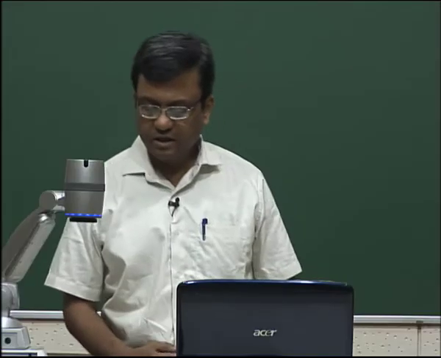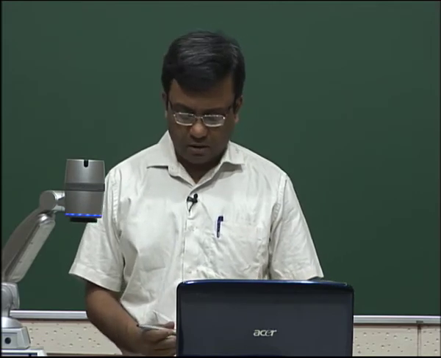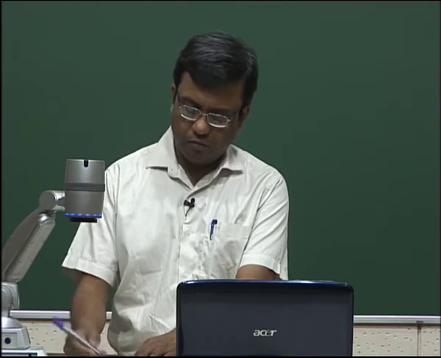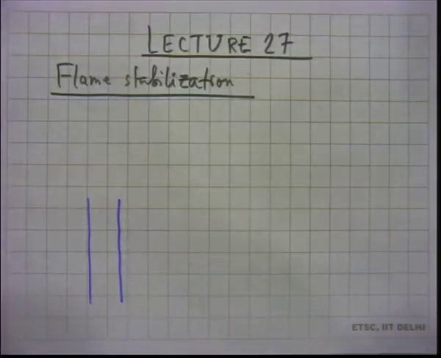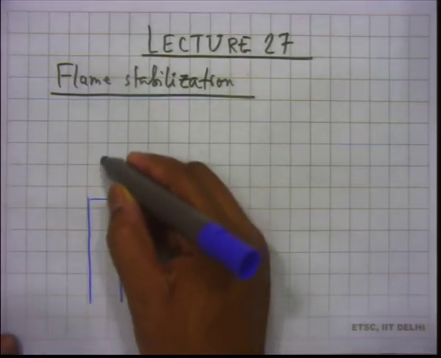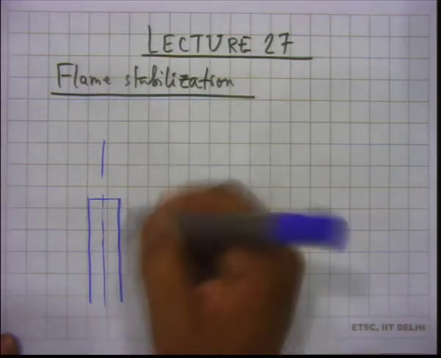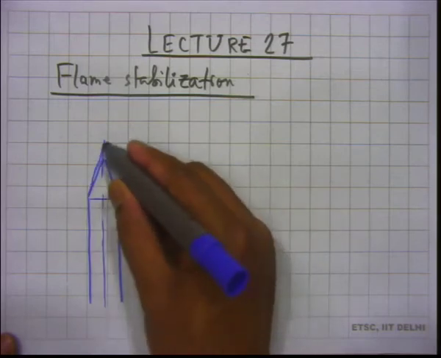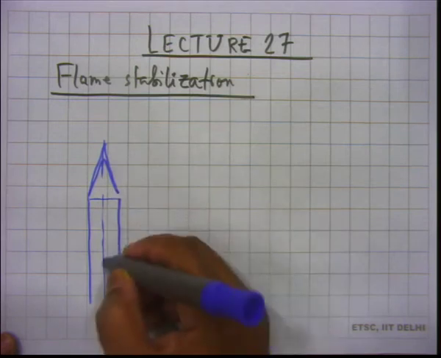Okay, this is lecture 27, and we were discussing flame stabilization in the last lecture. We were looking primarily at a simple burner, which is just a tube burner, and we were trying to see why the flame shape changes, the flame height changes, as you change the flow.